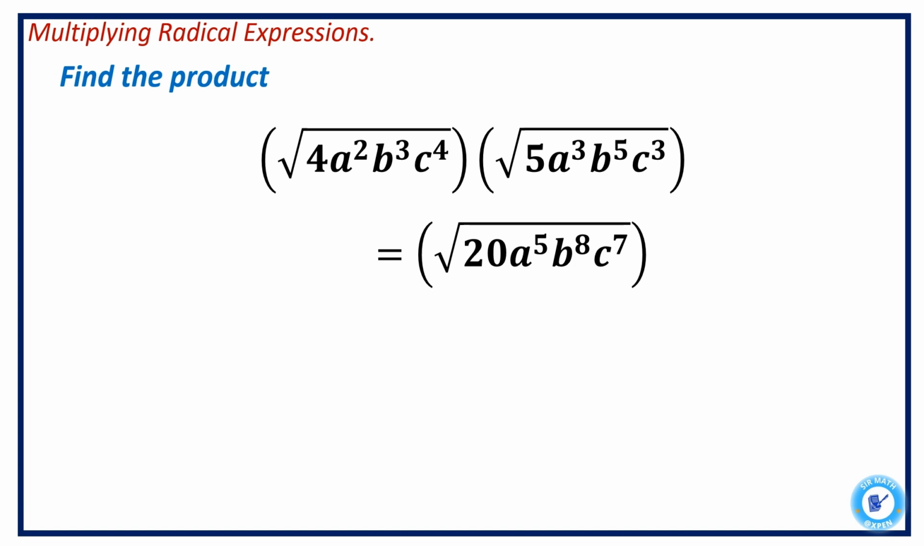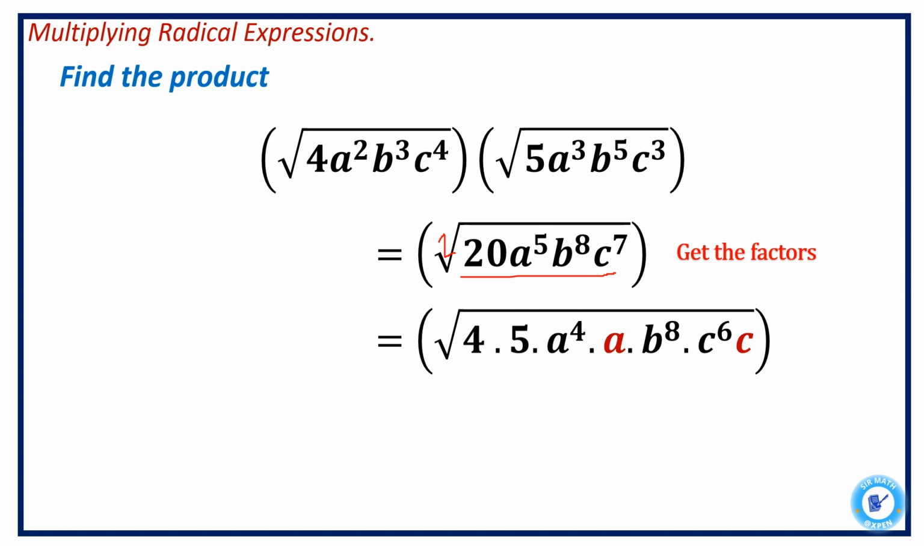And again, you have to consider the index, which is equal to 2, so that one of the factors of every term and the constant number must be divisible by 2 or be a perfect square. So if we write this expression in an expanded form, by getting their factors, this is equivalent to 4 times 5 times a to the 4th power times a, b to the 8th power, c to the 6th power times c.